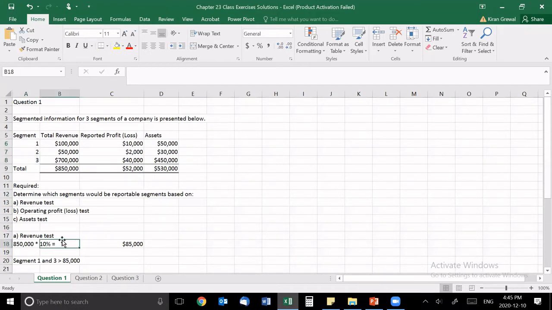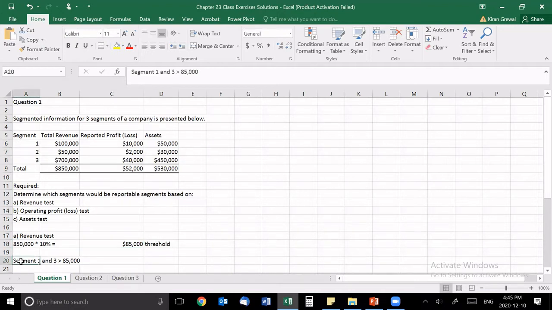So revenue test, very straightforward. You're going to take your total revenue of all segments and then multiply it by 10%. So 850,000 times 10%, so 85,000, that is your threshold. Okay, so that's the threshold. If any segments have revenue over 85,000, then they've met the threshold and have to be reportable segments.